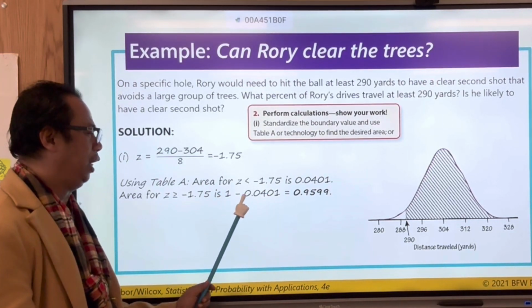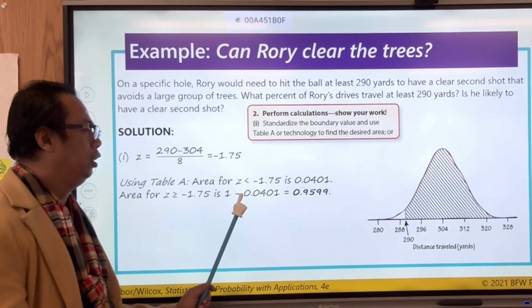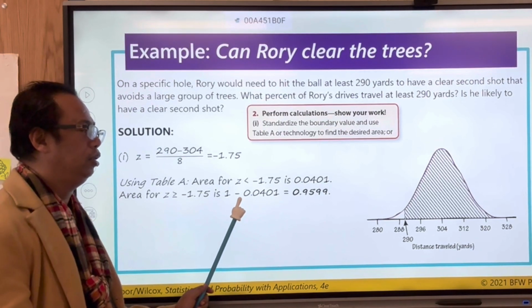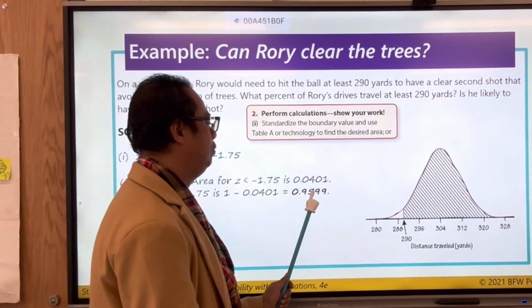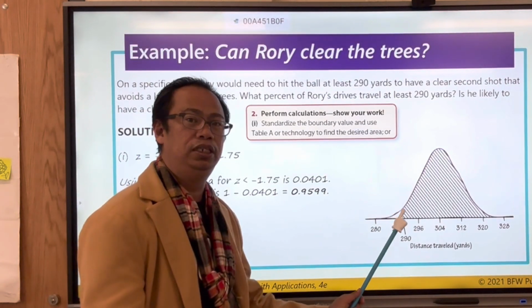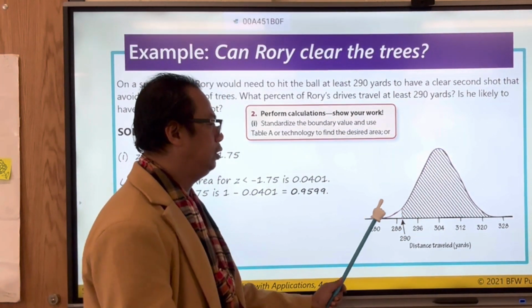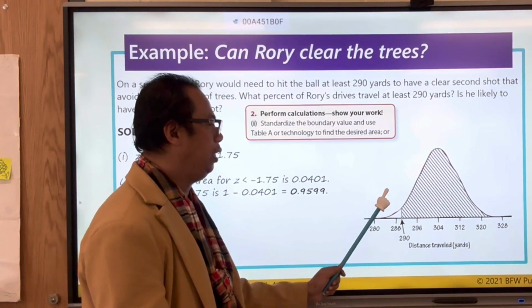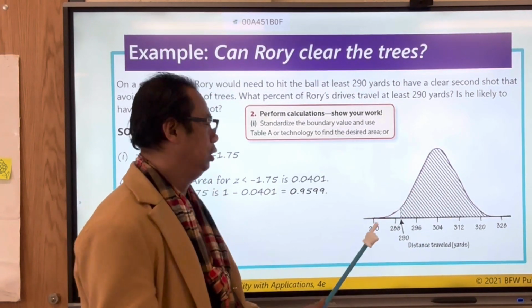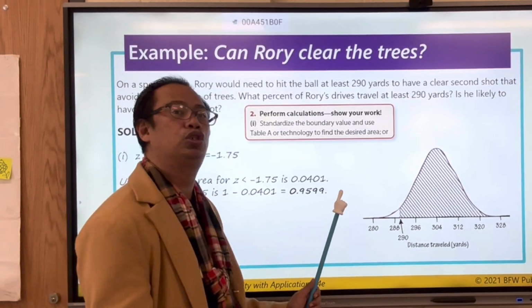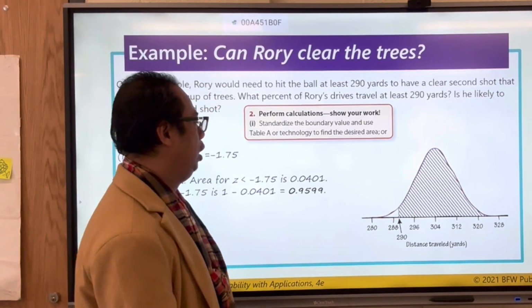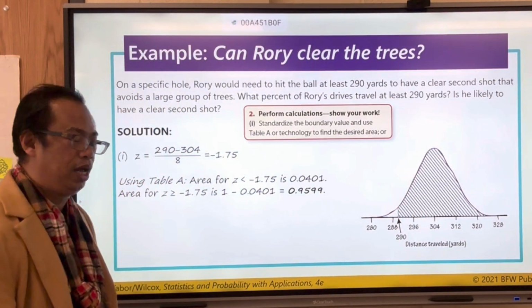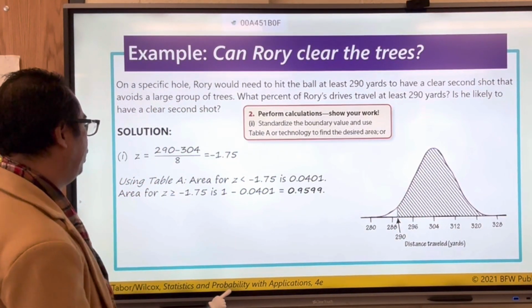Then we take 1 minus the value that we got from the table. So now this value is 0.9599. Obviously, that's correct. Why? Because the value is closer to 1, so 0.9599 is closer to 1. That's why it's correct. That's the area. That's the answer for the area.